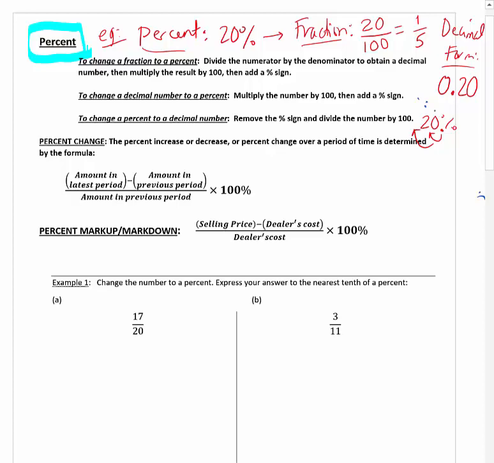That's the main thing in this section, being able to go back and forth between these things. Like if you have the fraction form of the percent, can you go to the percent? Or if you have the decimal, can you get to the fraction? So we've got a few ways to go here. First of all, to change a fraction to a percent, all you do is divide the numerator by the denominator to obtain a decimal number.